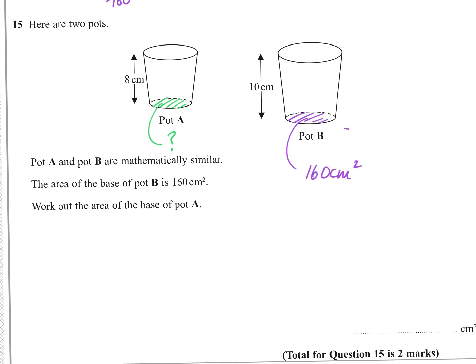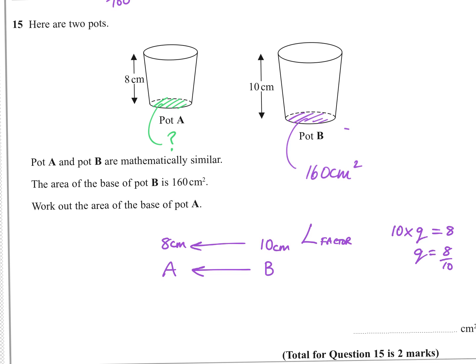Now we've got a length factor here of enlargement to go from B to A. We have to go in terms of length from 10 centimetres to 8 centimetres. So you can work it out because 10 has to be times by some scale factor, say Q, to give 8. So Q will be 8/10 or 4/5. So that length scale factor is 4/5.